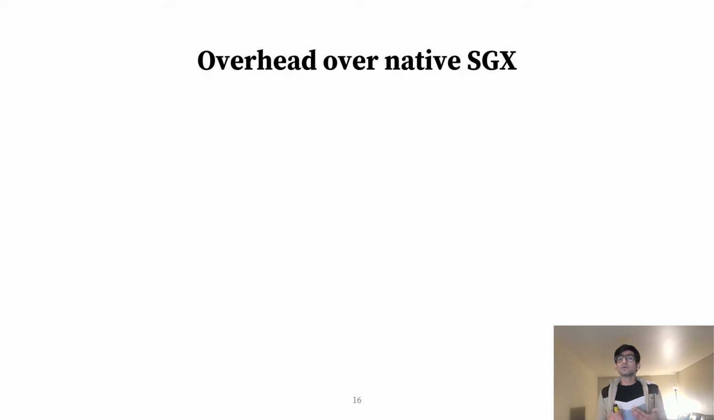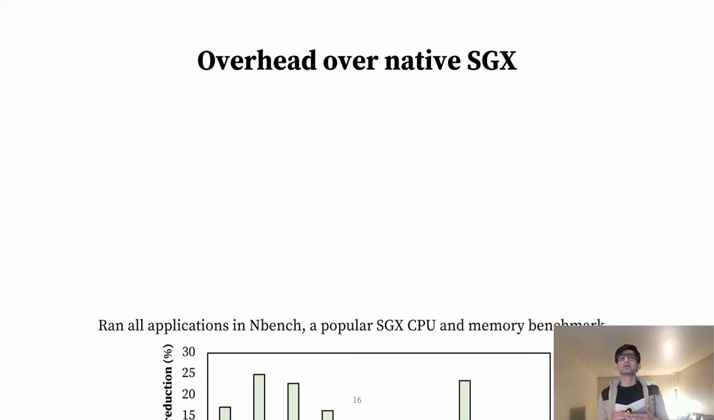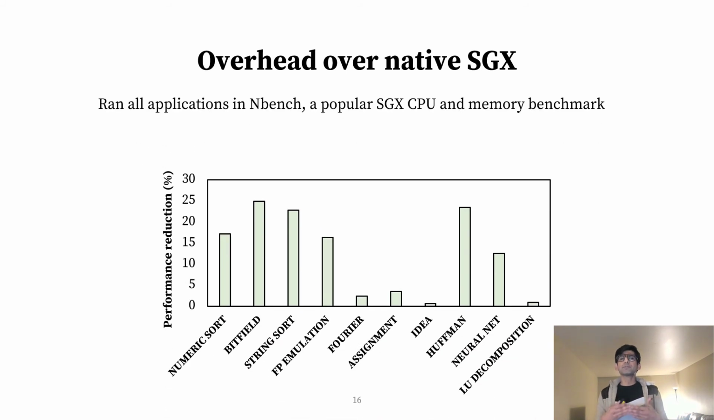Now, what we want to learn is what exactly is the overhead of Chancel over native SGX, especially what is the overhead of Chancel's instrumentation over native SGX. So for that, we ran all applications in NBench, which is a popular CPU and memory benchmark that has been used to evaluate a lot of SGX systems.